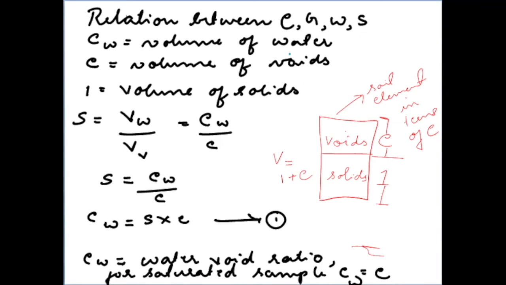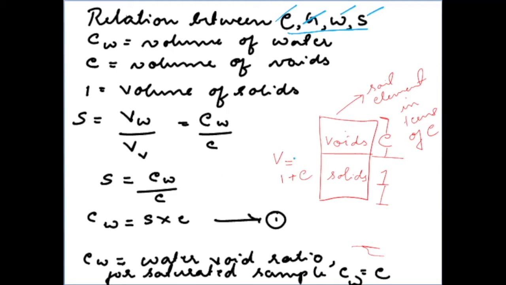So the first relation which we are going to study is between e, G, w and S. e, as we know, is the voids ratio, G is the specific gravity, w is the water content and S is the degree of saturation. So whenever you go to derive relations between different terms, see that you have a diagram beside it.